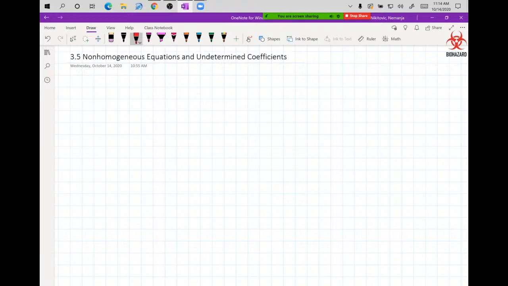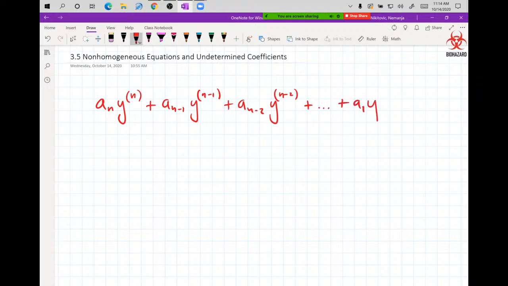So the equation that we are looking at today is the nth derivative of y plus a_(n-1) y^(n-1) plus a_(n-2) y^(n-2) plus dot dot dot plus a1 y prime plus a0 y equals f of t. There it is. So that is our forcing term, and that's the one that supplies extra energy to the system on the left.